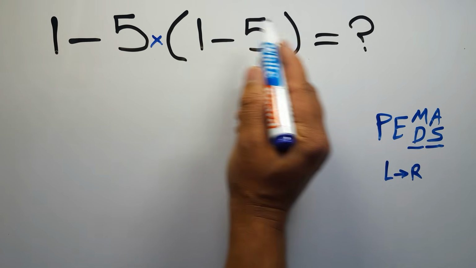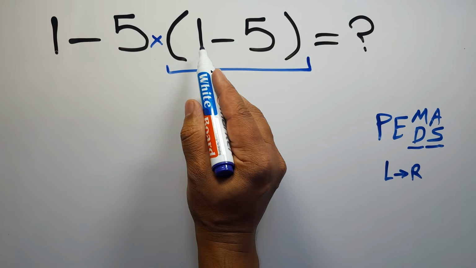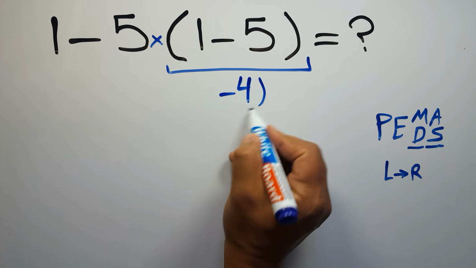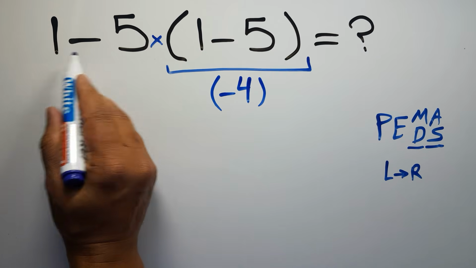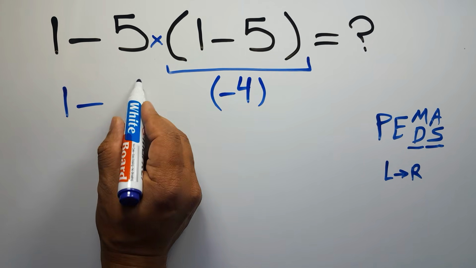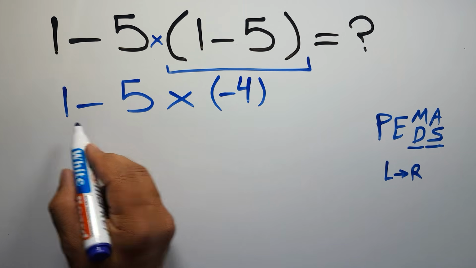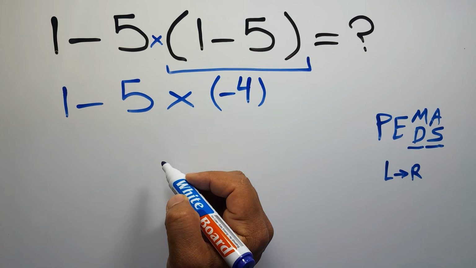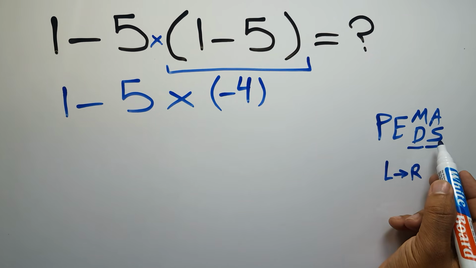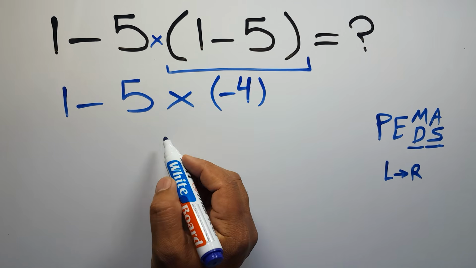So first we have to do this parentheses. Inside this parentheses we have 1 minus 5, which equals negative 4. So we have 1 minus 5 times negative 4. Now in this expression we have one subtraction and one multiplication. According to PEMDAS, multiplication has higher priority than subtraction. So here, first we have to do this multiplication.